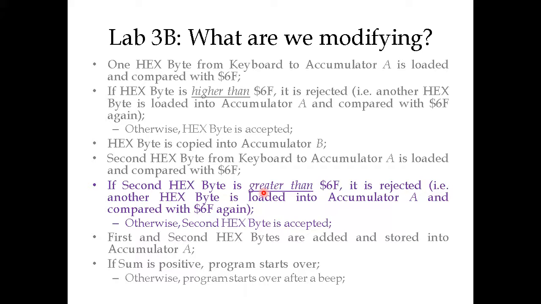Can you tell me any number which is greater than 6F? Of course, 70, okay? Is 85 greater than 6F? No, because 85 is a negative number. But 85 is higher than 6F, but not greater. Be careful. Okay, now, so if you entered it correctly, second byte is also accepted. So all we are doing here is we are also checking the second byte in addition to the first byte, okay?